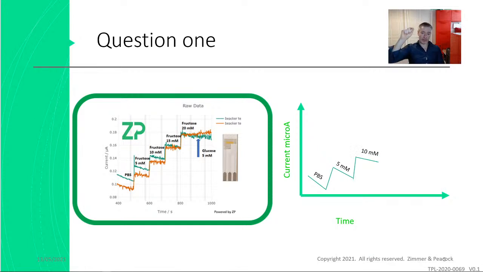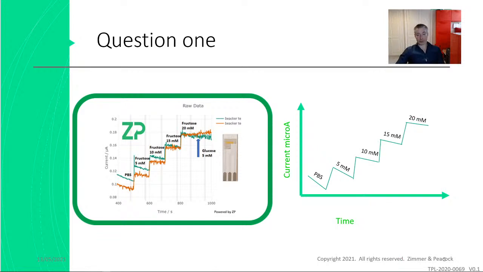Then we add another drop of fructose, so we go from 5 millimolar to 10 millimolar fructose. In our raw data, we've done two experiments and we've overlaid them, but they're both fructose. In both experiments we started with just PBS. We added a little drop of concentrated fructose, brought the total in the cell to 5 millimolar. Then we added another drop and brought it to 10 millimolar. Then we brought it to 15 millimolar. Then we brought it to 20 millimolar.